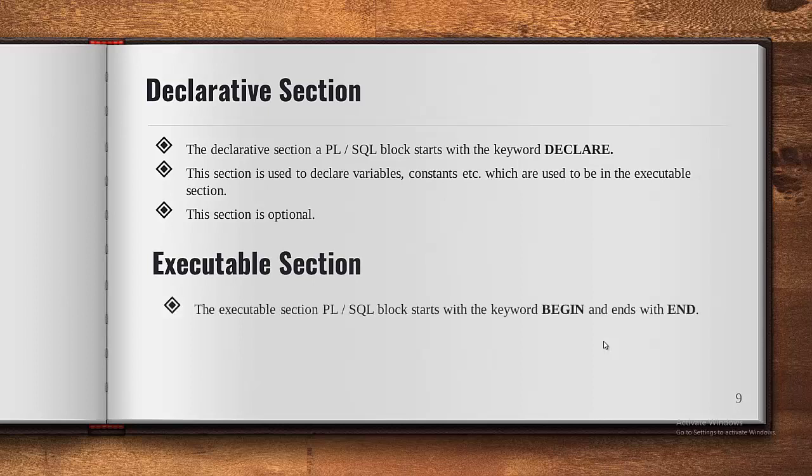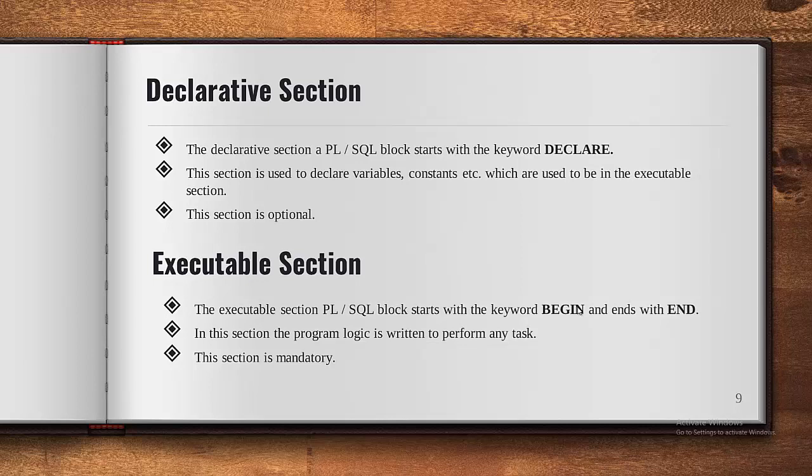The second section is the executable section. In the executable section, the PLSQL block starts with begin and ends with the end keyword. Whenever we start the executable section, we start with the keyword begin, and whenever we end it, we end with the end keyword. In this section, the program logic is written. Whatever program logic you want to implement in PLSQL must be written under the executable section. This section is mandatory. Without the executable section, the PLSQL program cannot work.